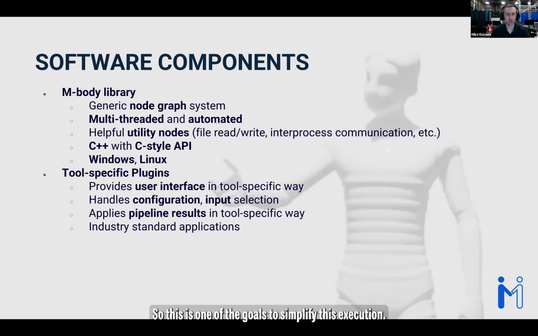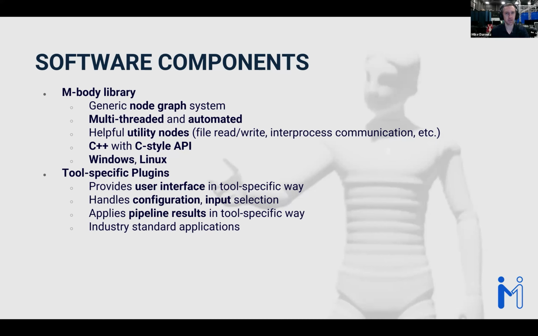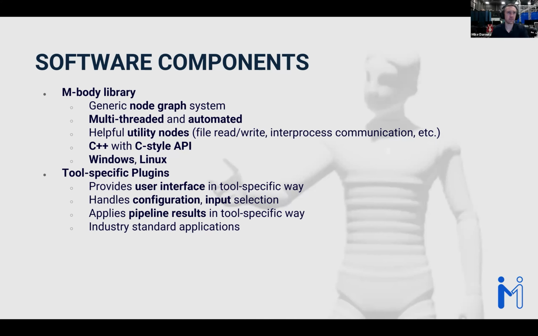The system has been implemented to be completely multi-threaded as well as automated. So this is one of the goals to simplify this execution. So every node executes on its own thread on the CPU, so nothing will kind of block or hold up the application calling to it. And also nodes will execute automatically as soon as they have data available. So it prevents programmers from having to write their own code to check when data is ready and pass it on to the next thing. That's all automatic once the node structure is specified.